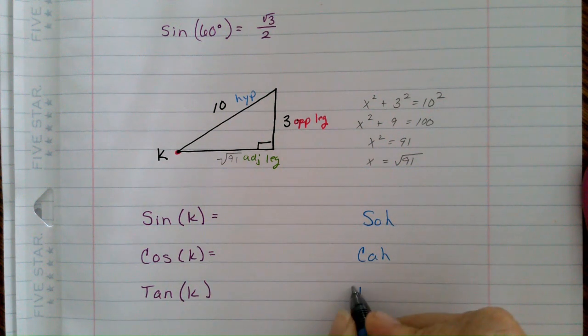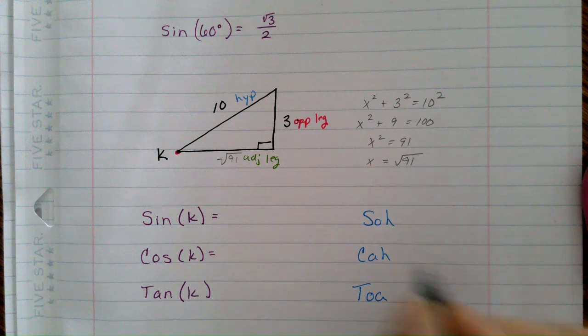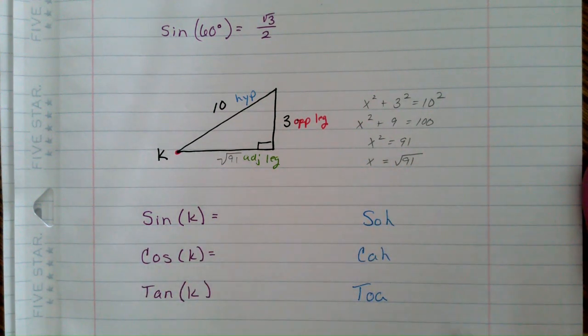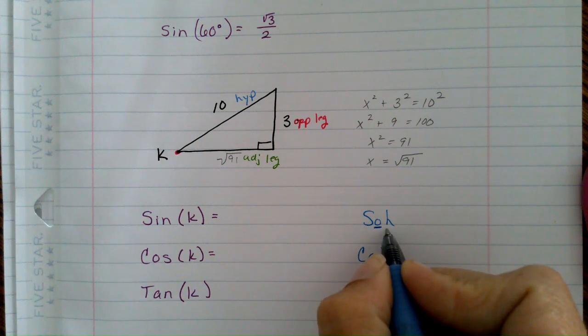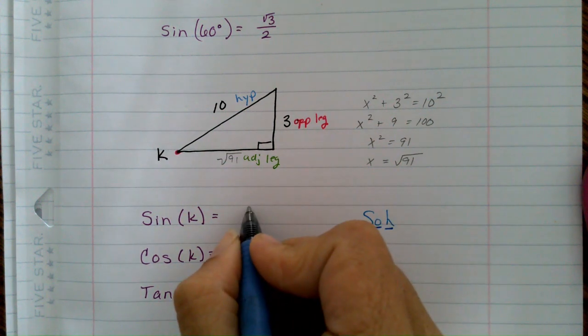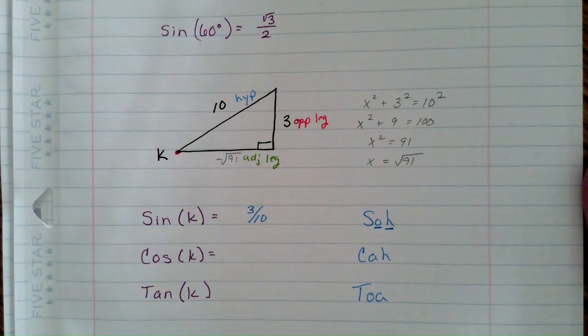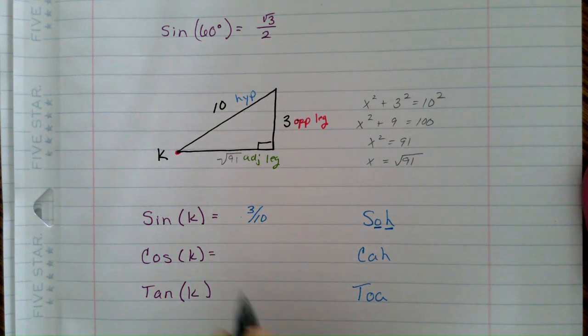SOH CAH TOA. So I need to do sine first. So I'm getting 3 different answers here. So opposite compared to hypotenuse. 3 compared to 10. Boom, done. That's the sine. I don't know how big K is. I don't care how big K is. That's the sine. So now cosine.